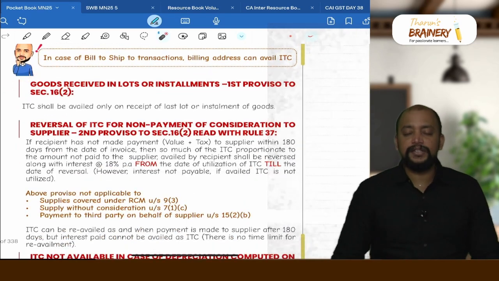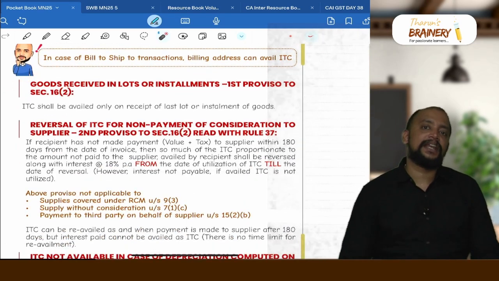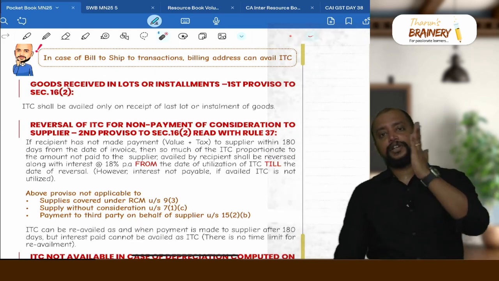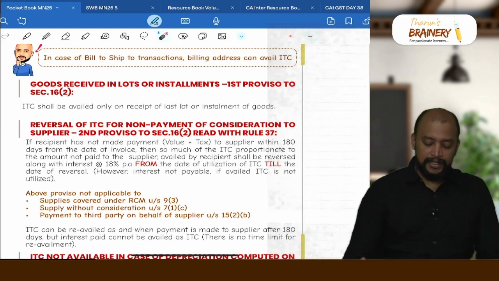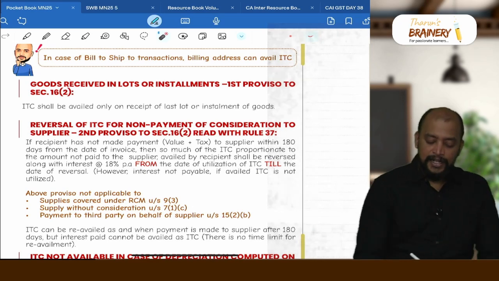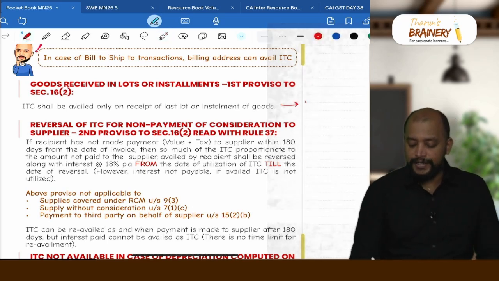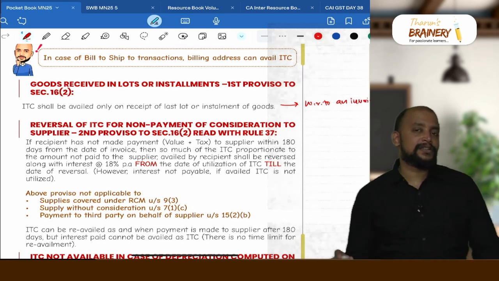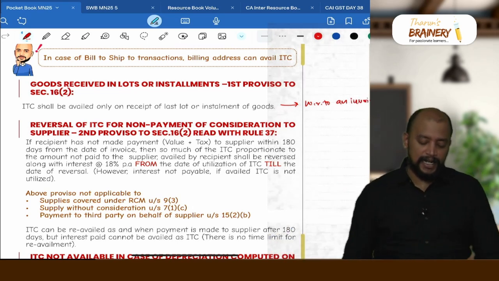Then goods received in lots or installments, when the ITC can be availed. On receipt of last lot or installment, ITC can be availed. That is why it is called wide single invoice. Remember, it is only with respect to an invoice. With respect to a single invoice, when the goods are received in lots or installments, only on receipt of last lot we can take ITC.